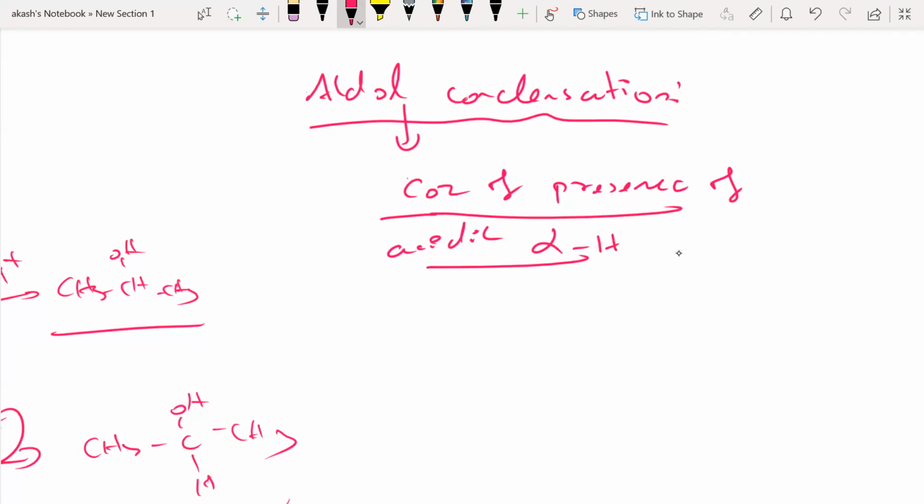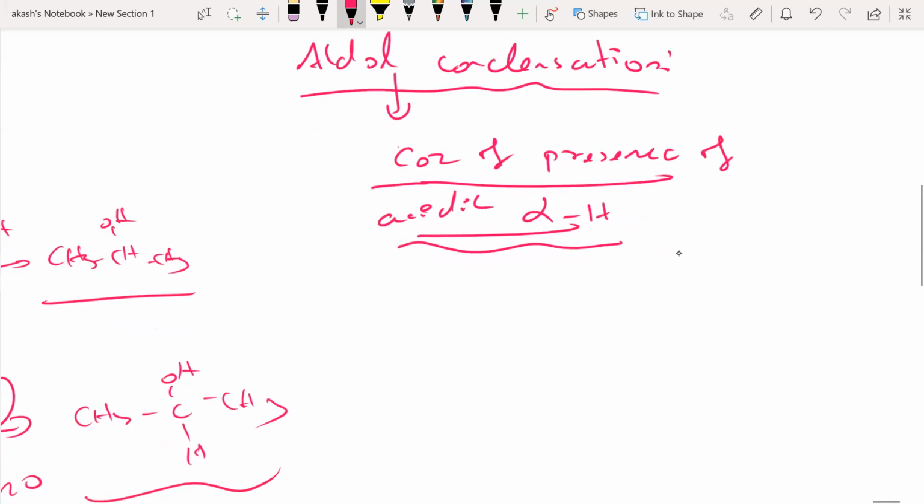We have already proved that aldehydes and ketones have acidic alpha hydrogen, in the discussion of tautomerism. If you remember tautomerism, what happens? I remove the H plus, shift the double bond and make O minus, and then attack the H plus again to make the enol, the keto-enol tautomerism. So the aldol condensation reaction happens because of the presence of acidic alpha hydrogen.